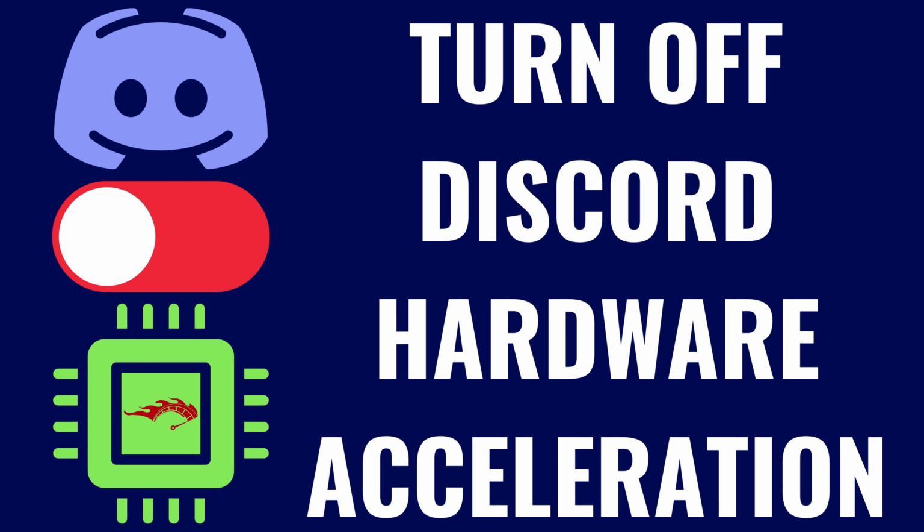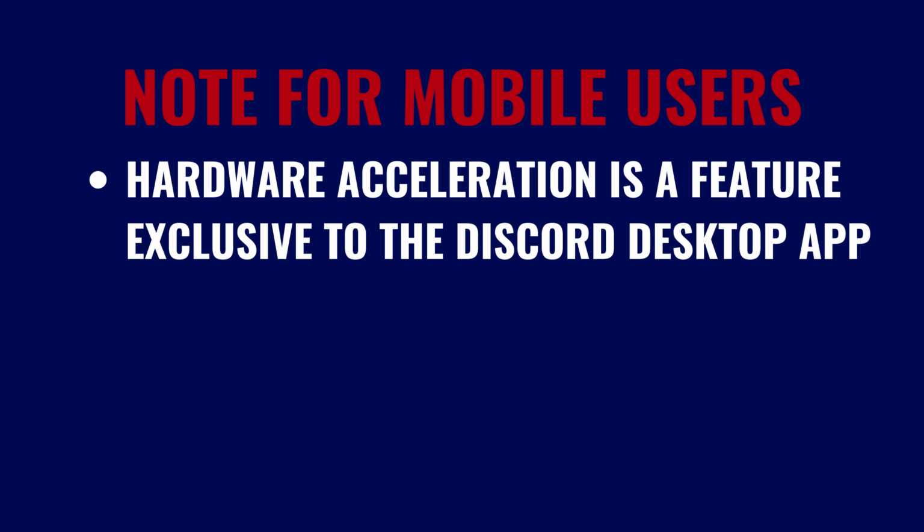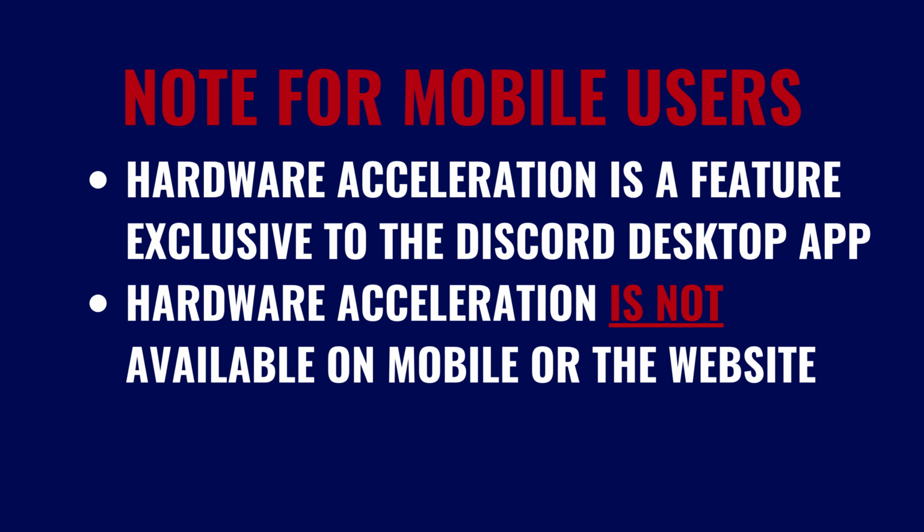I'm Max Dalton, and in this video, I'll show you how to turn off hardware acceleration in the Discord desktop app. And a quick note for mobile users. If you're looking for this setting on your iPhone or Android or on the Discord website, you won't find it. Hardware acceleration is a feature exclusive to the Discord desktop app.